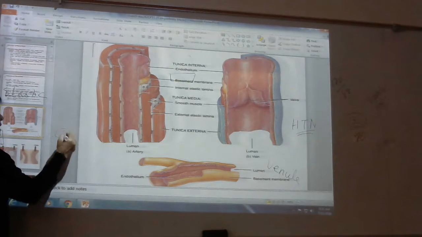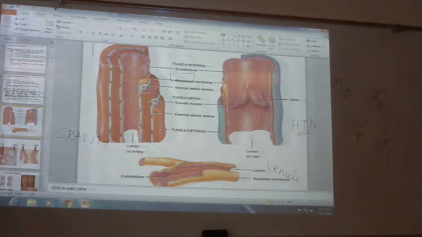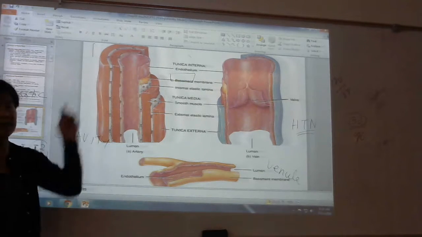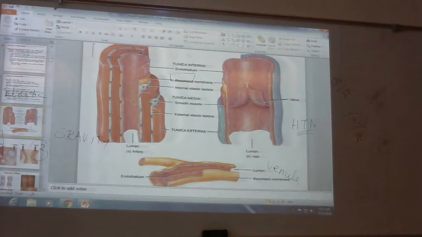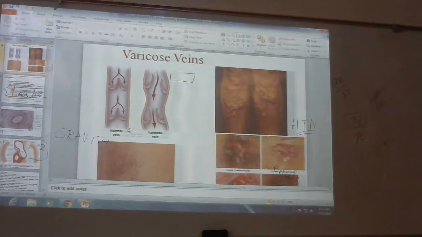Number one, gravity. For the veins above the heart, it's very easy. They just drip down by gravity. Makes sense. But for the veins below the heart, gravity is going against it. So the veins are trying to fight the pull of gravity below the heart. That's why you have valves. But these valves are just modified folds of epithelium. That's why it's very easy for that blood to flow.